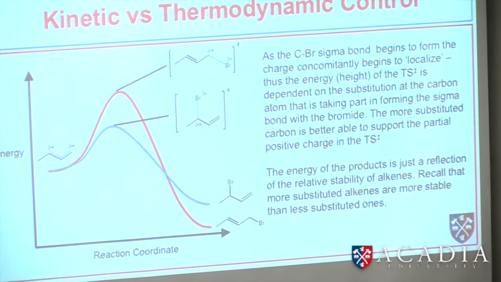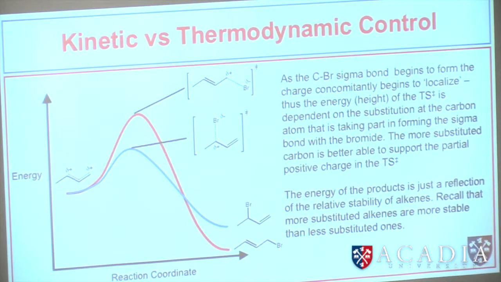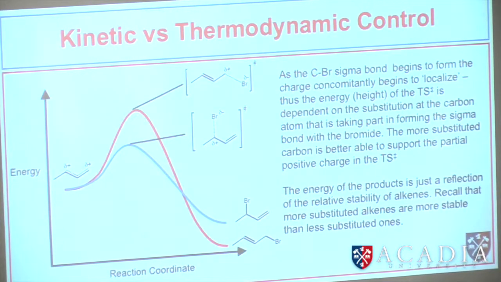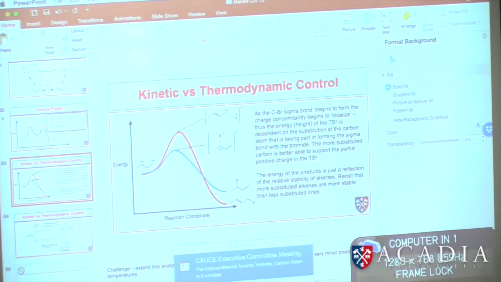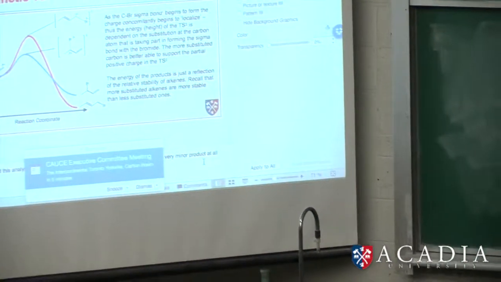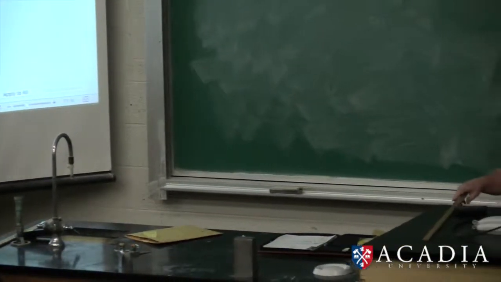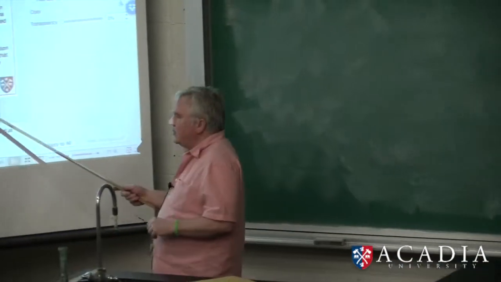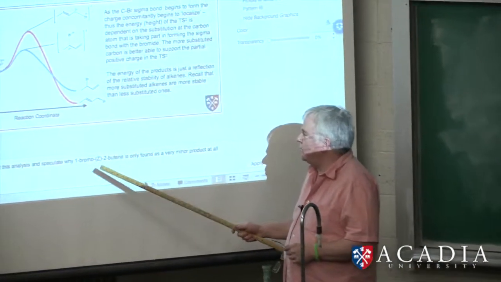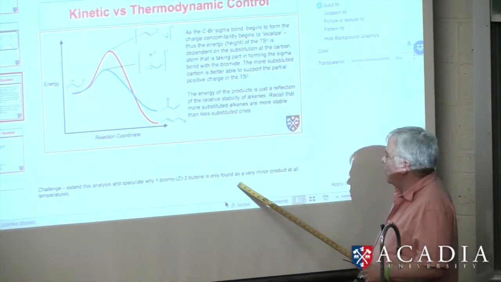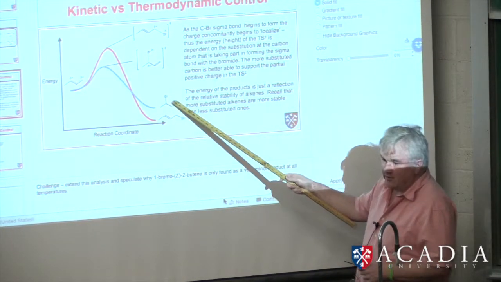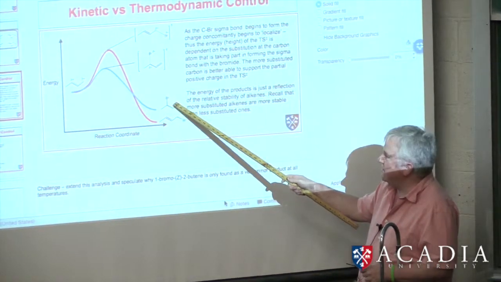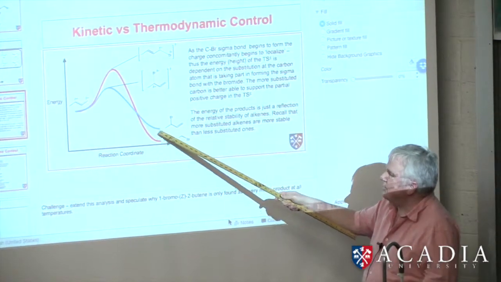Now you will notice a few times I've said I often put notes and things, and now in this one I put challenge. Extend this analysis and speculate why 1-bromo-Z-2-butene is only found as a very minor product. So this is the cis equivalent of this. The cis isomer is more stable than that, but less stable than that, so it's somewhere in between.